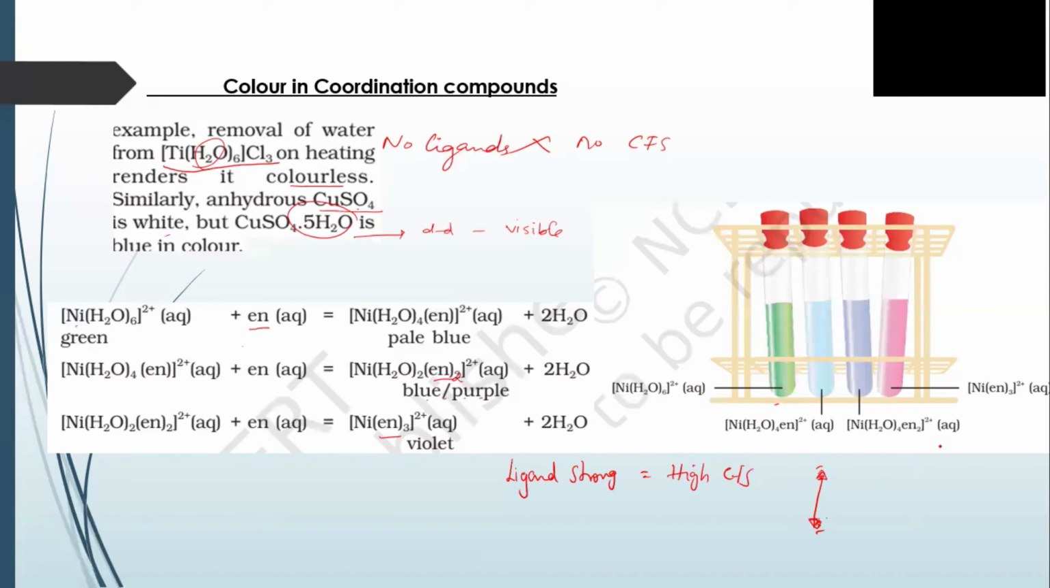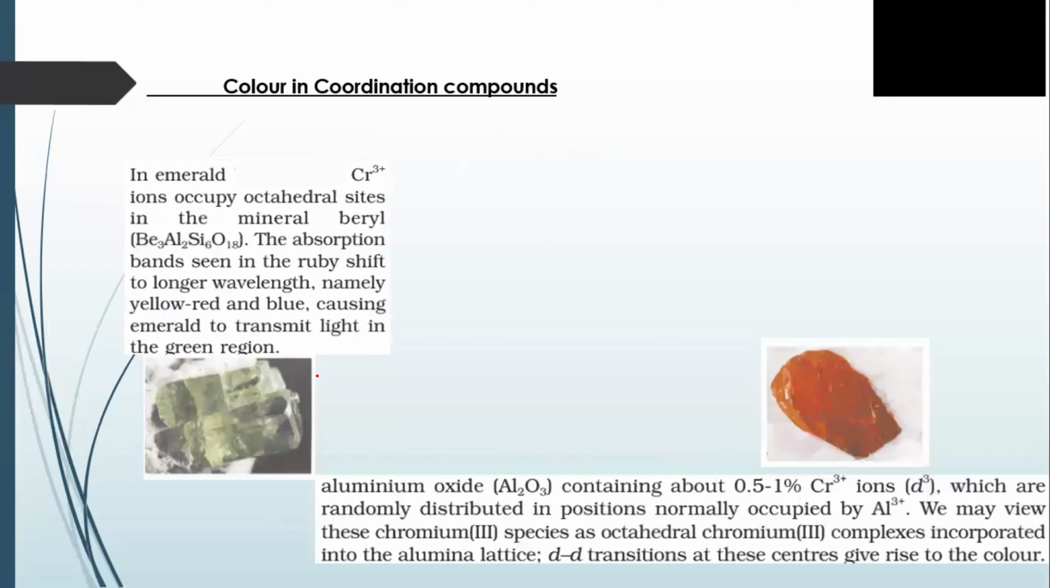So the complex will have colors in this order, from blue to indigo to violet, because violet is the higher energy, the lesser wavelength region in the visible spectrum. So this is also the reason for the appearance of bright colors in precious stones.